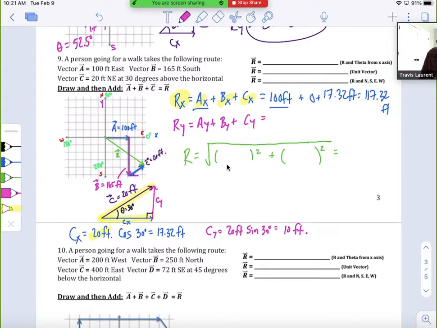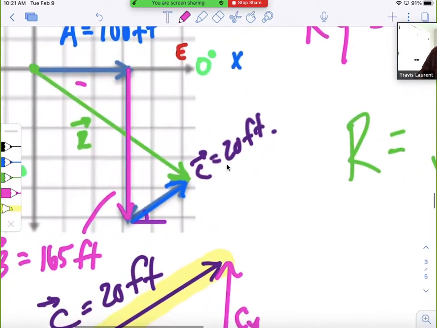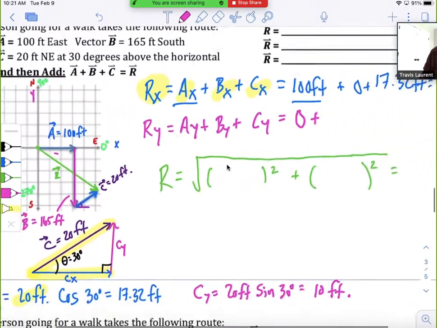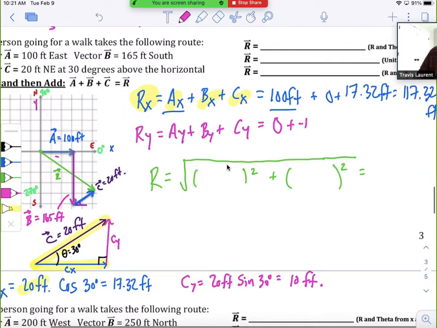So let's look at vector A. Like we talked about before, vector A is all in the x direction, so no part of vector A is moving through the y. And then we look at vector B. We already said vector B is that pink vector going straight down, and it's worth 165. But it's going down, so we have to put a negative in there. So it's minus 165 feet.